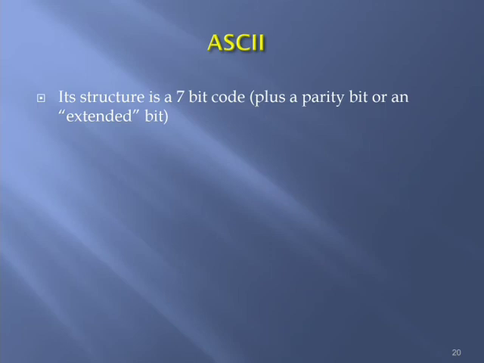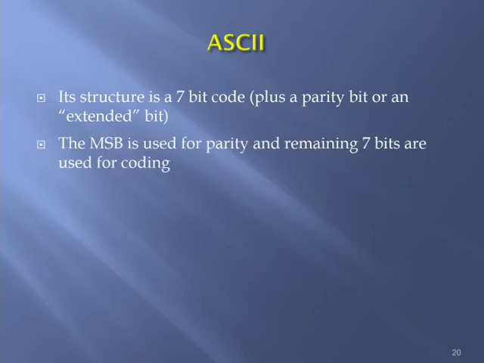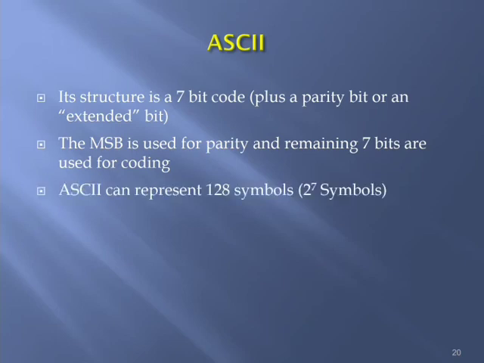ASCII code happens to be a 7-bit binary code, plus a parity bit for each and every ASCII code. So the MSB is used for parity and the remaining 7 bits are used for coding. So overall an ASCII code consists of 8 bits. In that, the MSB is fixed for parity and the remaining 7 bits of the ASCII code are used for coding.